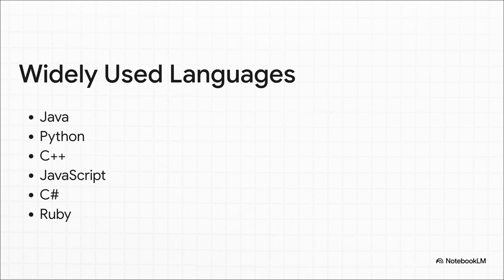Just look at this list. These are the absolute titans of the programming world. You've got Java running huge enterprise systems, Python powering data science, JavaScript running basically the entire web, and all of them are built on the object-oriented principles we've just been talking about. Its influence is just massive.